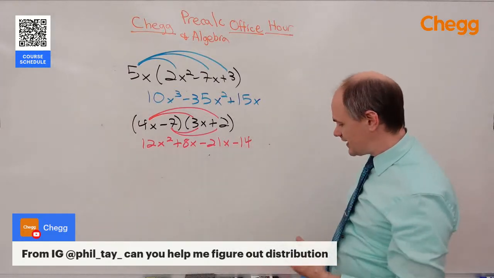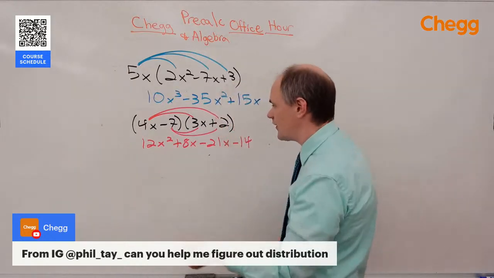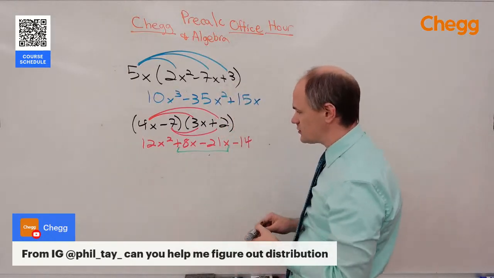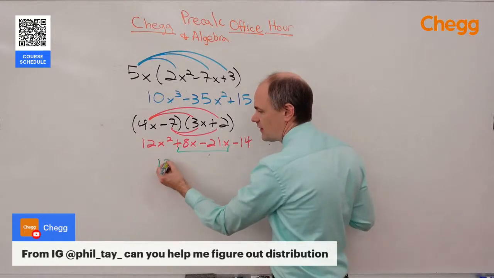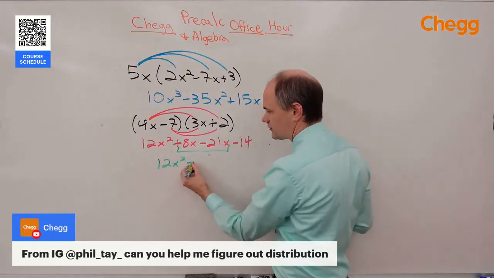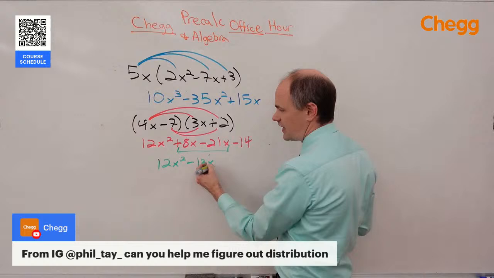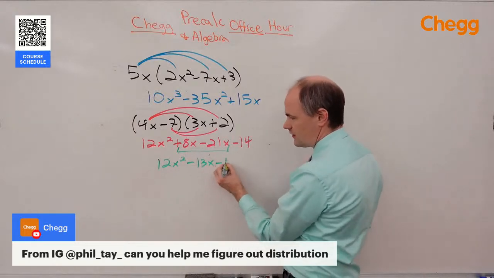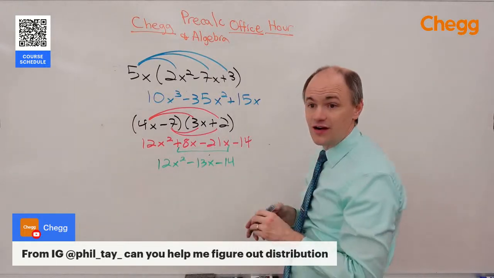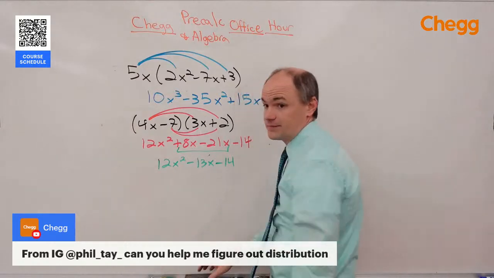Then the only thing we have to do to kind of clean this up and finish it is look for any like terms. And sure enough, we have like terms in the middle that we can combine. So we have 12x squared minus 13x, 8 minus 21, minus 14, and we get our final solution.